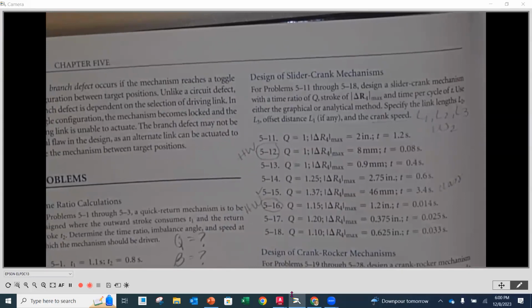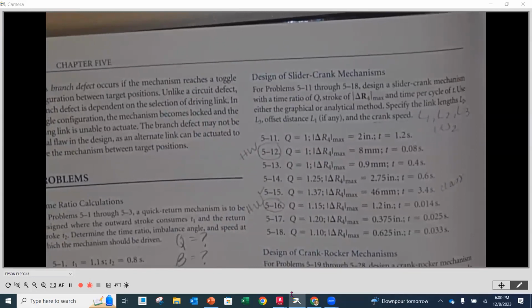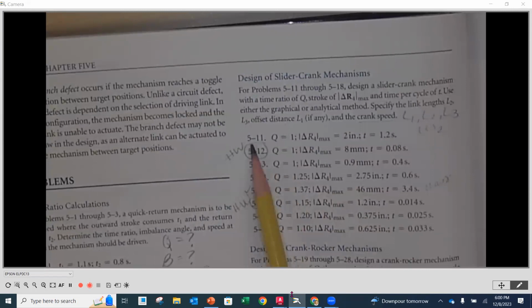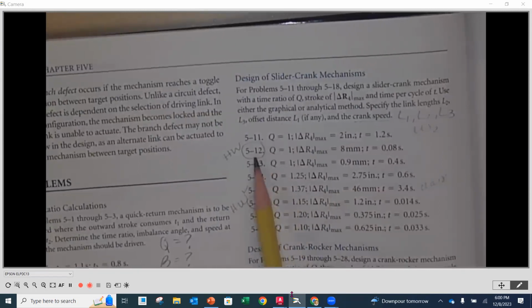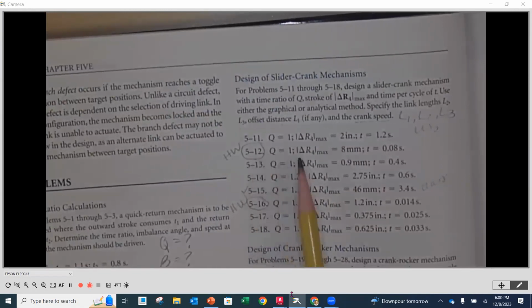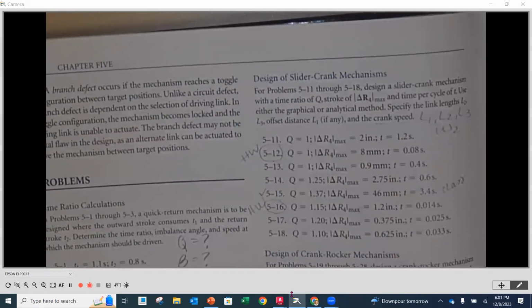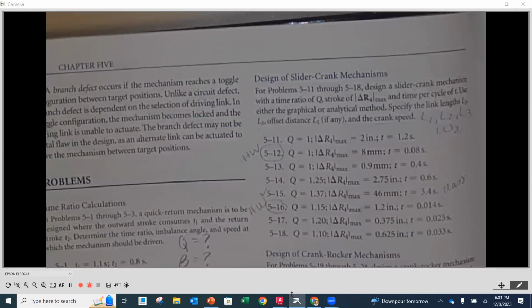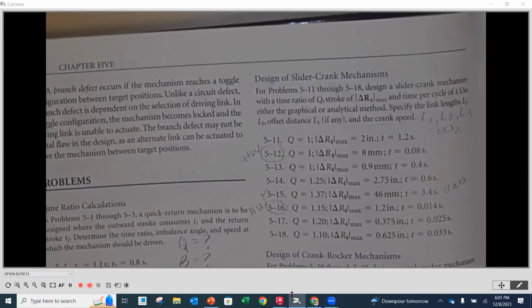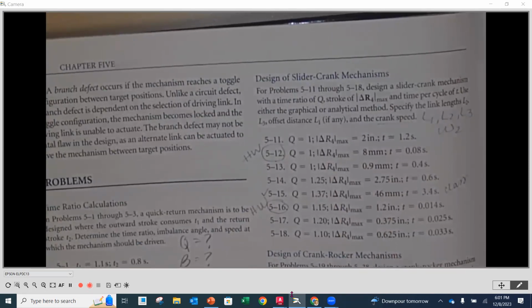Now, the first one we're going to be looking at here, you'll notice that for 511, and your homework is going to be 512. So it'll be very similar, but different numbers. We have a Q equal to 1. Does that tell us anything? Q equal to 1. I heard it. It's symmetrical, right?